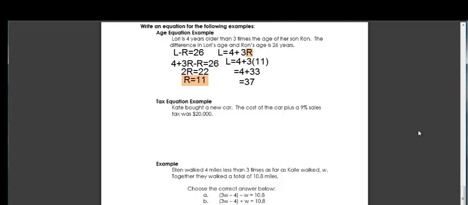Your homework may ask you just to write out the equation, or your homework may ask you to solve. Like, you have to come up with the equation and then tell us how old Lori and Ron are. So I just wanted to make sure you understood that.